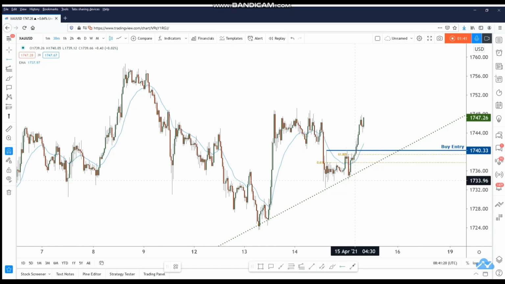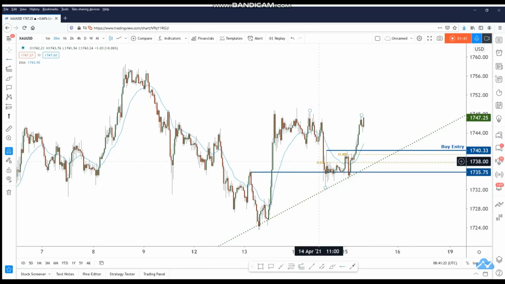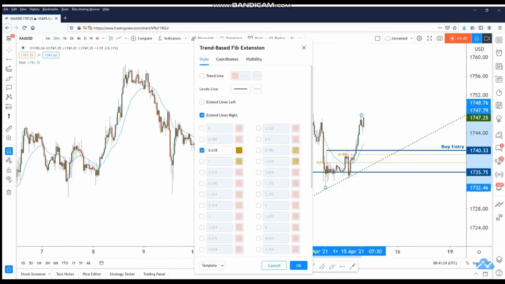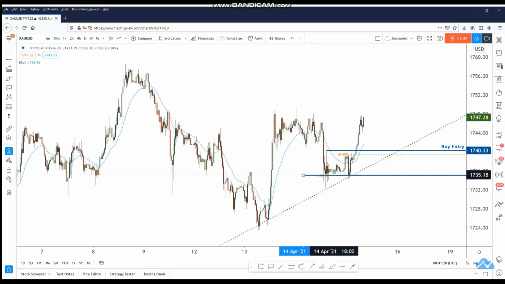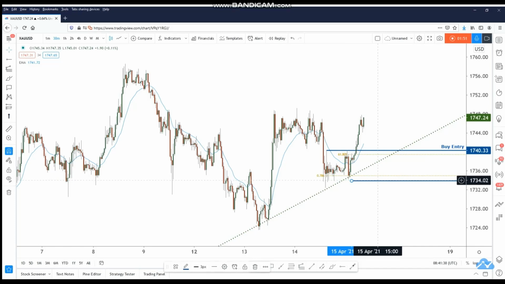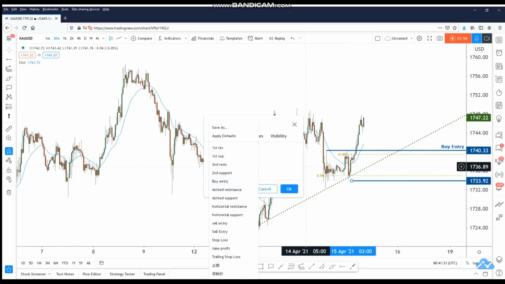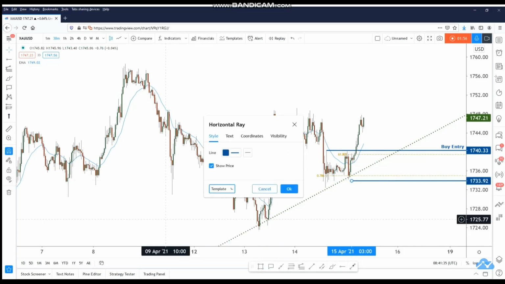The second level in terms of support, you can see this level here. In fact, if I were to open up the same extension that we did earlier, the 78.6 extension would probably be a better fit in this case. So I'm going to put my stop loss below this low, as well as the ascending trend line and the 78.6 extension. So this is the stop loss here.